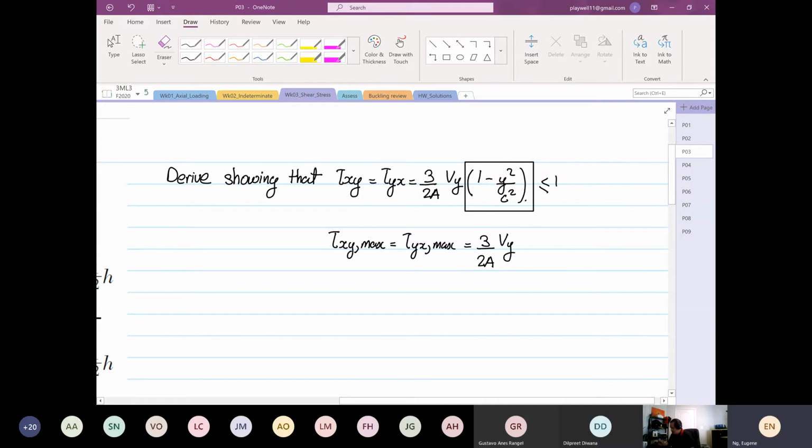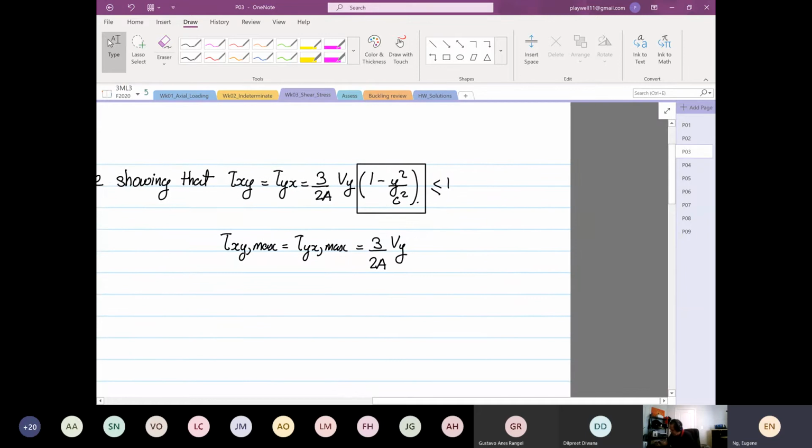Okay, so the only way that this will be maximum is this term over here will be equal to 0. Okay, so we know that the maximum shear will occur when, right, y is equal to 0. Okay, and then we're going to talk about this. Where is y equal to 0?